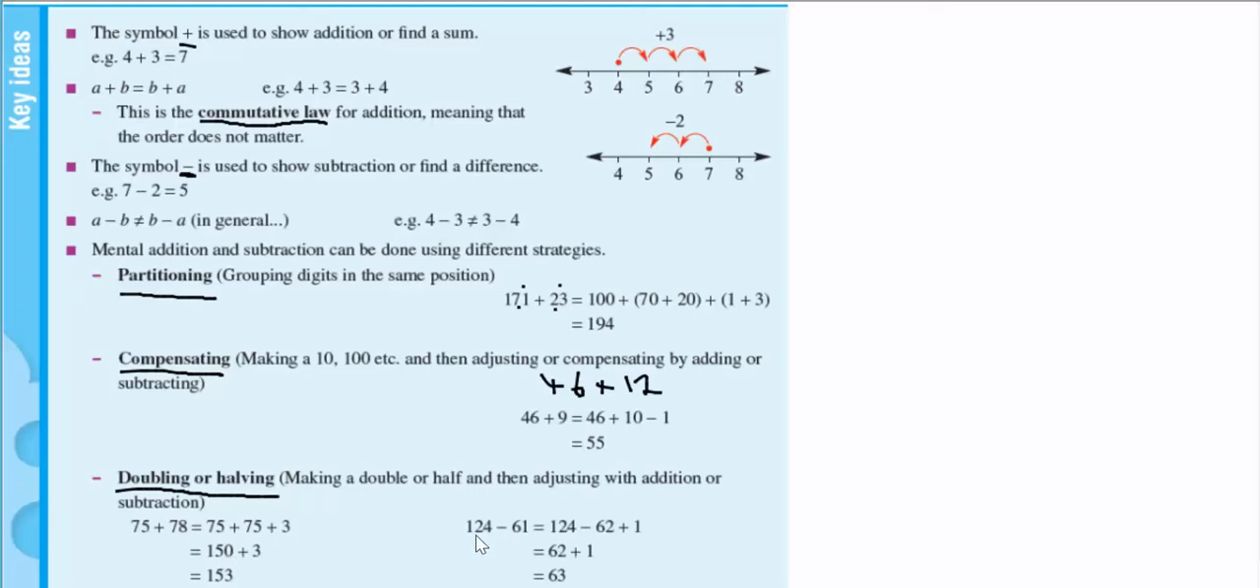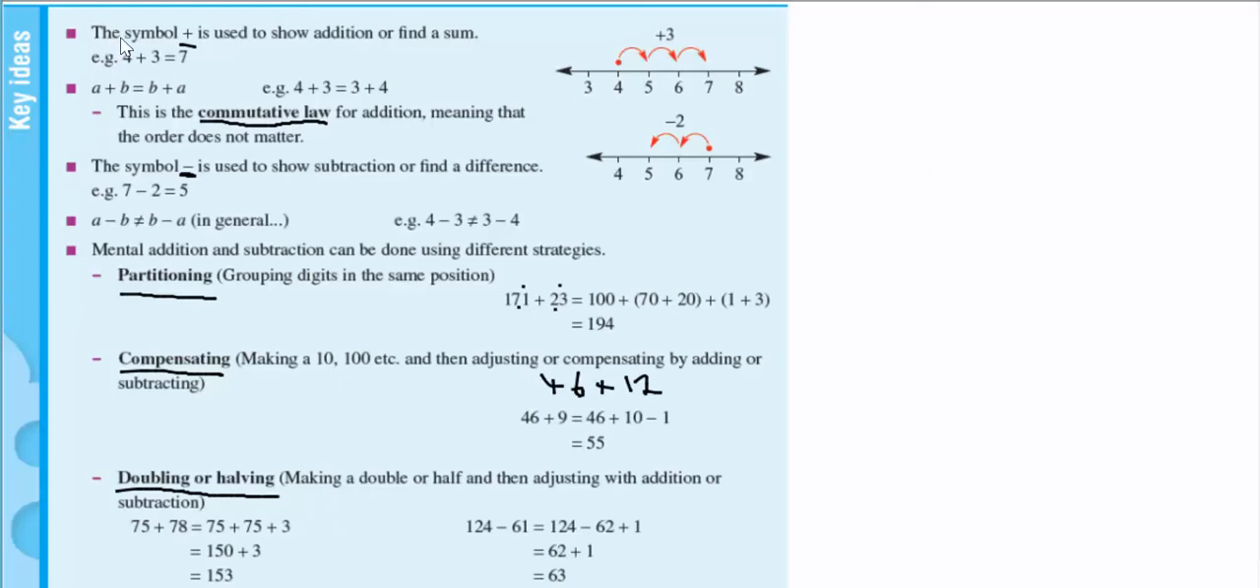Or you might have 124 minus 61. I know 62 is half of 124, so 124 minus 62 will give me 62. Now, this one you've got to be careful with because I'm minusing. I've actually got to add 1 back onto that, which will give me the correct answer. I hope that makes sense. Because you're minusing, you're taking an extra one away, so you've got to add that 1 back on. Hopefully that makes sense to you.